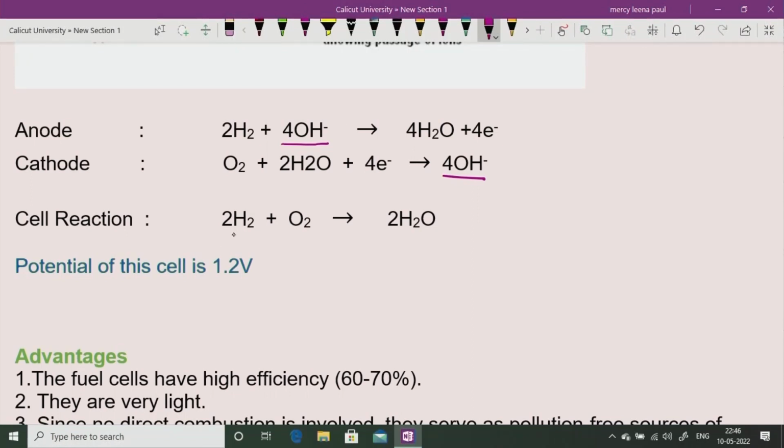And the overall cell reaction is, you can cancel all the common terms, and finally, you get the cell reaction as hydrogen combining with oxygen to give water, and instead of producing heat, what you are going to get is electricity. So, it is a very novel method. Here the potential of the cell is 1.2 volts and it is a very convenient one. The only defect it has been found is the storage of hydrogen gas.